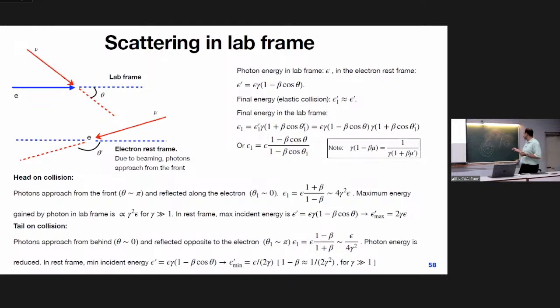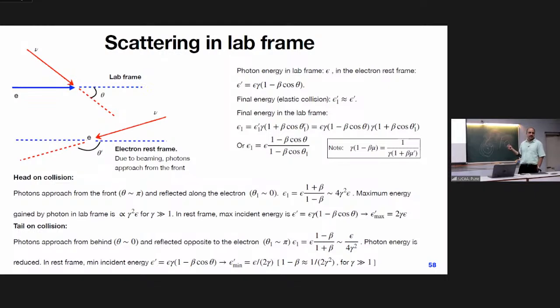And so on, because I talked about this power law distribution of electrons, going from 100 to 10 to the power 6. All of these, if they're interacting with some distribution of photons, will also get scattered like this. But in the opposite direction, this is called a tail-on collision. The electron is moving this way, the photon comes and catches up with the electron, collides and then goes back. In the tail-on collision, the photon approaches from behind, theta equals 0, and then is reflected opposite to the electron, theta equals pi. Then the photon can actually lose energy.